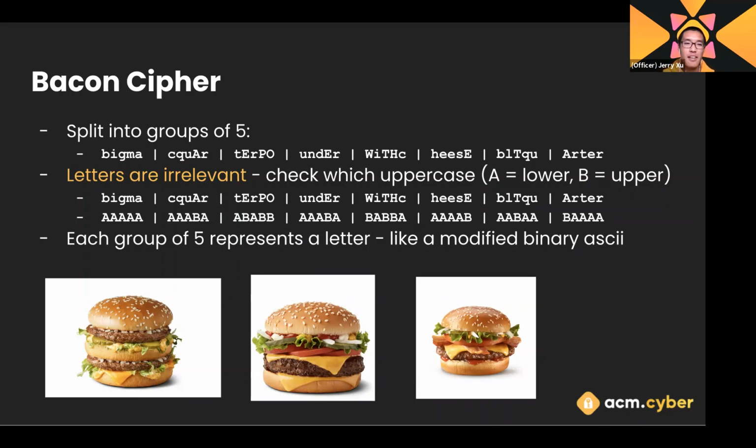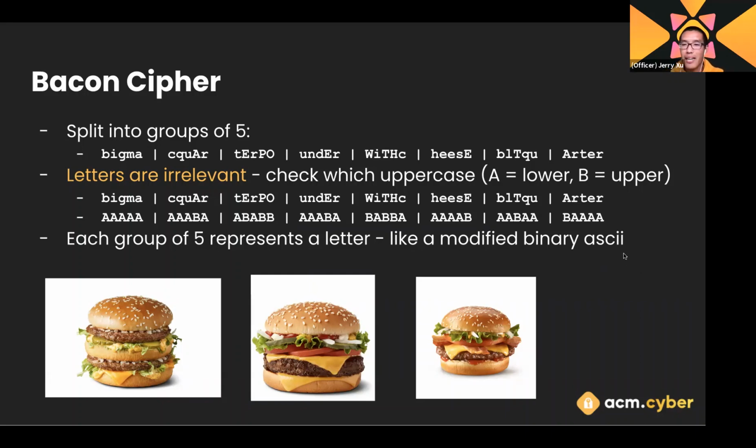We just need to check if they're uppercase or lowercase. So here I've replaced all the lowercase letters with capital A's and uppercase letters with capital B's. So now we have a bunch of A's and a bunch of B's split into groups of 5. And each group of 5 actually represents one letter.